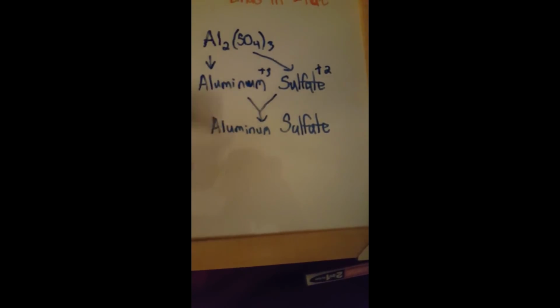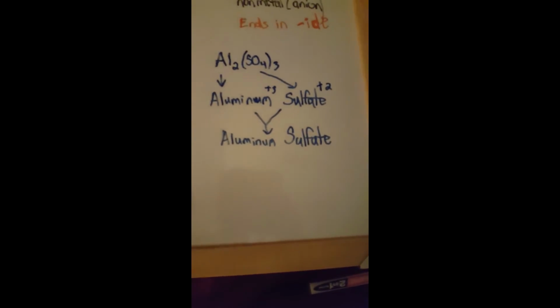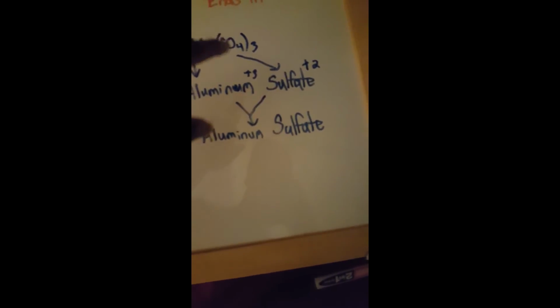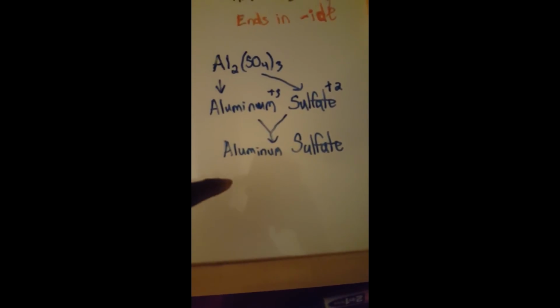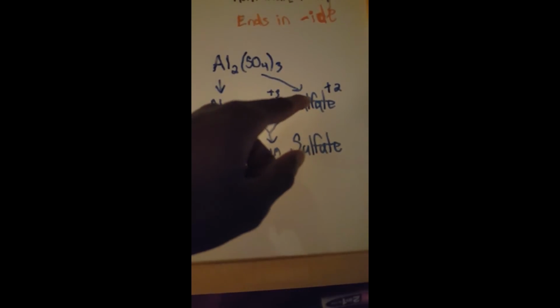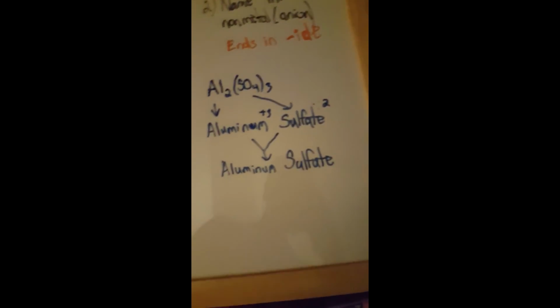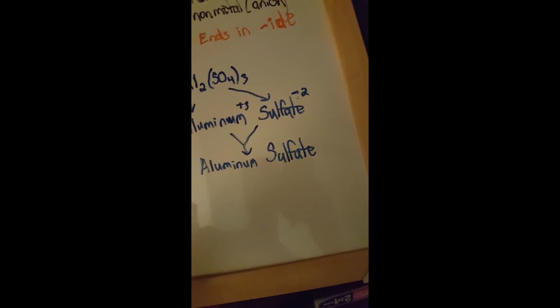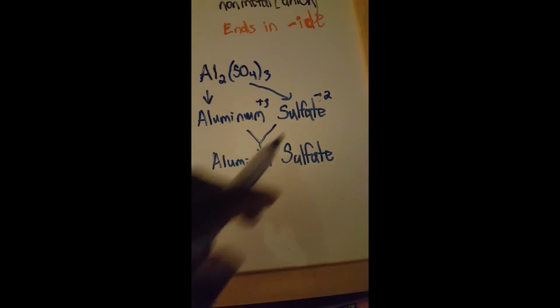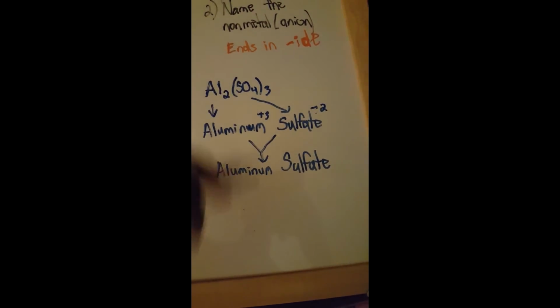Al2(SO4)3, with subscript 3, is called aluminum sulfate. Once again, that's a polyatomic ion, and the sulfate has a negative 2 charge, and it cancels out this 2, so this is all neutrally charged.